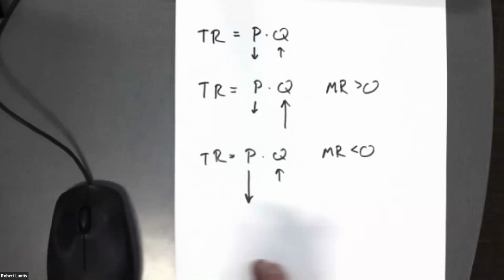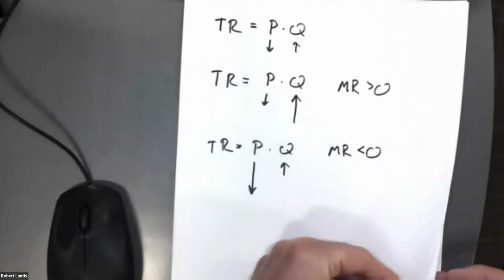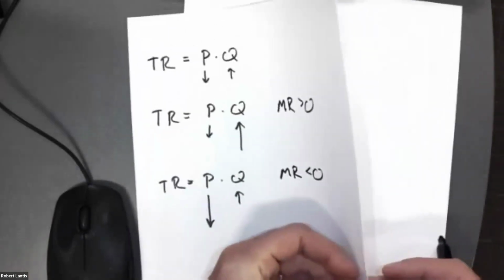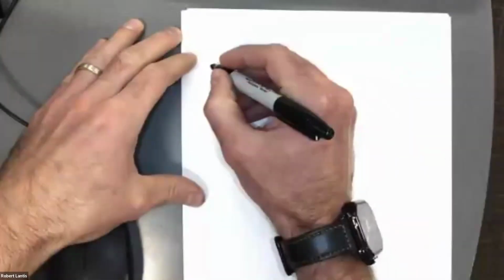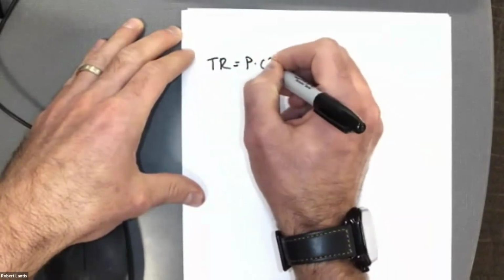Okay. So another way of thinking about this, I'm looking at the equations here. So we just said my total revenue is price times quantity.